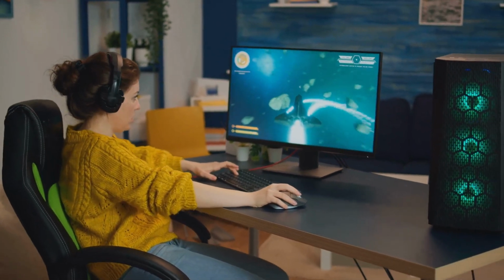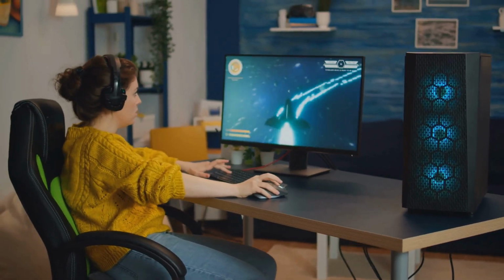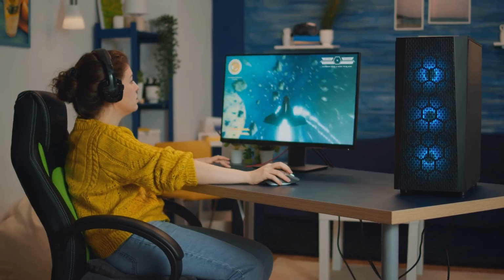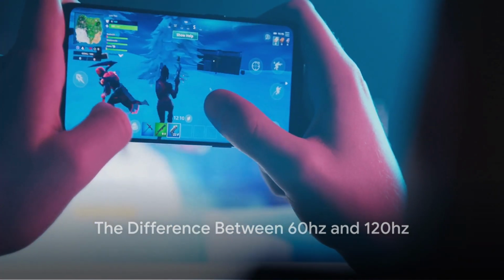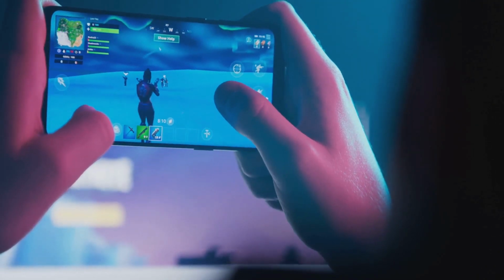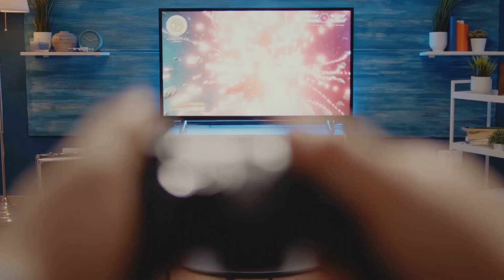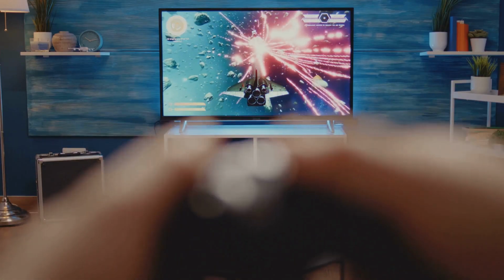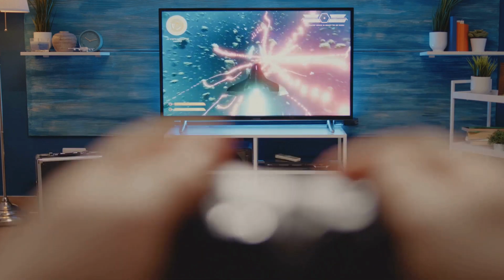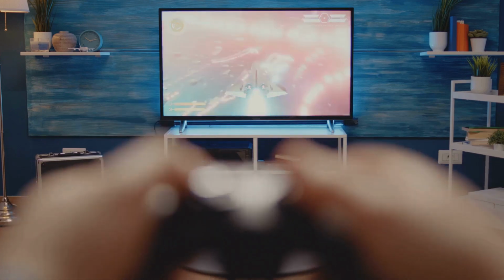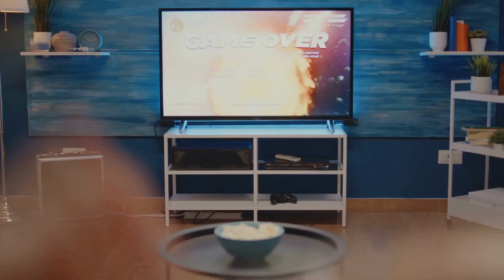But what exactly are the differences between 60 Hz and 120 Hz? Let's find out. 60 Hz or 120 Hz? That is the question. Let's dive right into it. The Hz we're talking about here is short for Hertz, a unit of frequency that, in the context of gaming, refers to the refresh rate of your monitor. Essentially, it's the number of times your screen updates with new images each second.